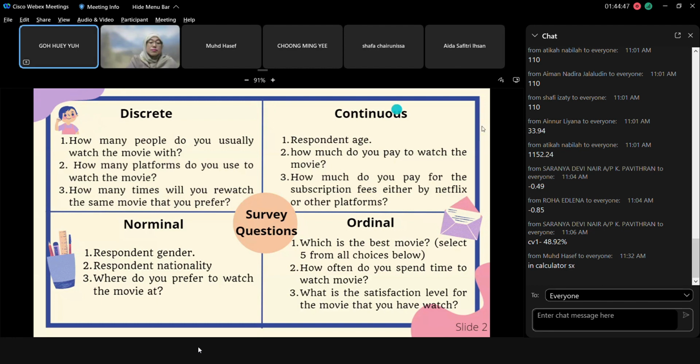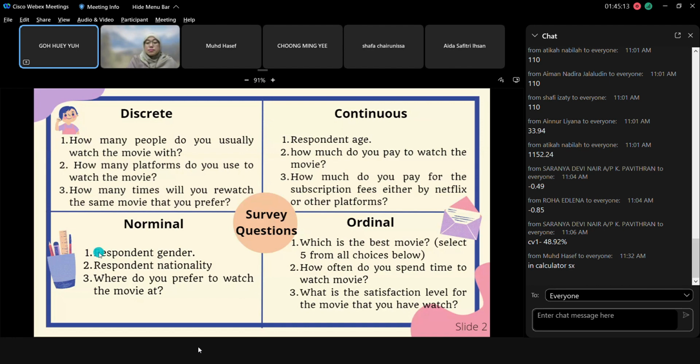For the continuous questions, the first one is we will ask about the respondent's age. The second one is how much they pay to watch the movie. And the third one is how much they pay for the subscription fees, either for Netflix or other platforms.